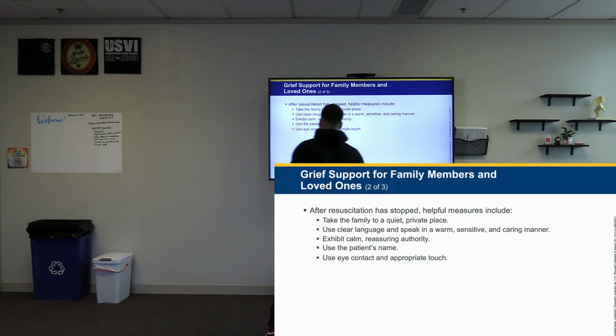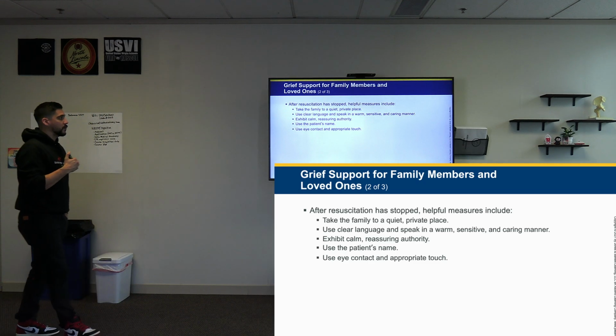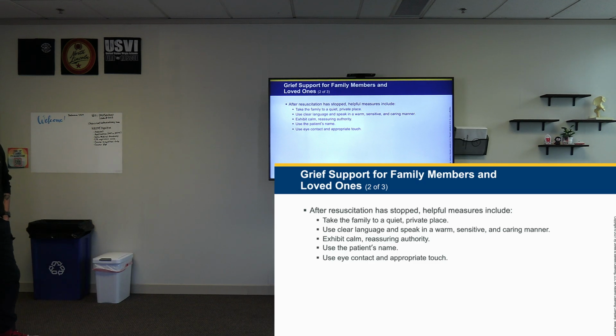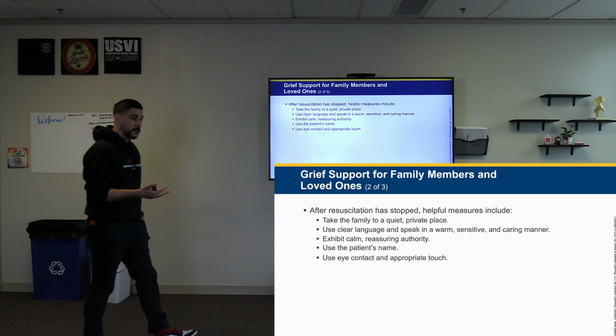So after resuscitation is stopped, some helpful measures. Take the family to a quiet, private place. You need to have a hard conversation, okay? Use clear language and speak in warm, sensitive, and caring manners, okay? Exhibit calm, reassuring authority. Make sure you use the patient's name. That's a big one. This person's a person, right?